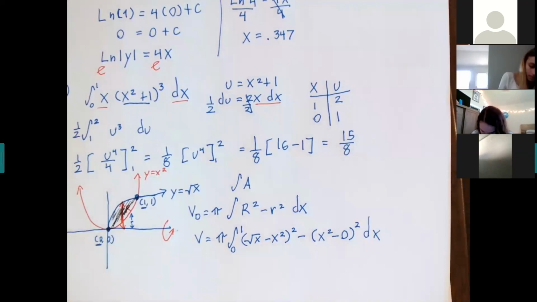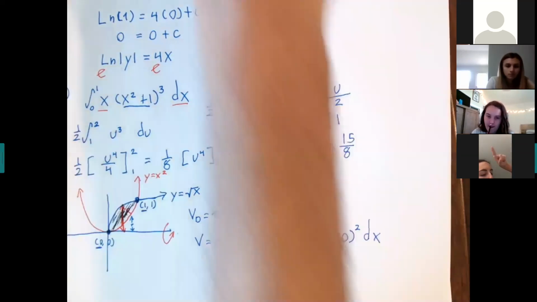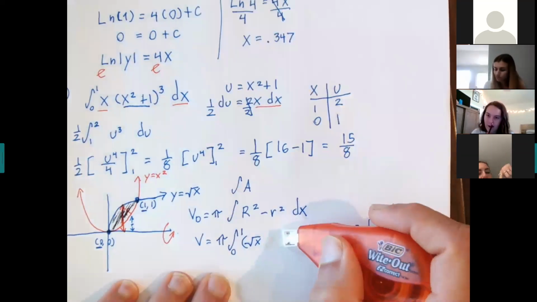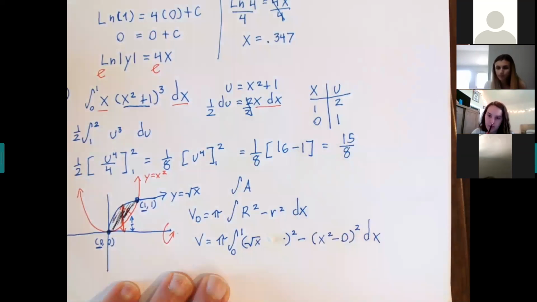Let's see. I'm looking. They got something slightly different. Let me figure out why. On that one, I did pi, the integral from 0 to 1, and then the square root of x squared minus x squared to square root. Oh, that gave me the right number. So I did this wrong. I just realized on this part right here.